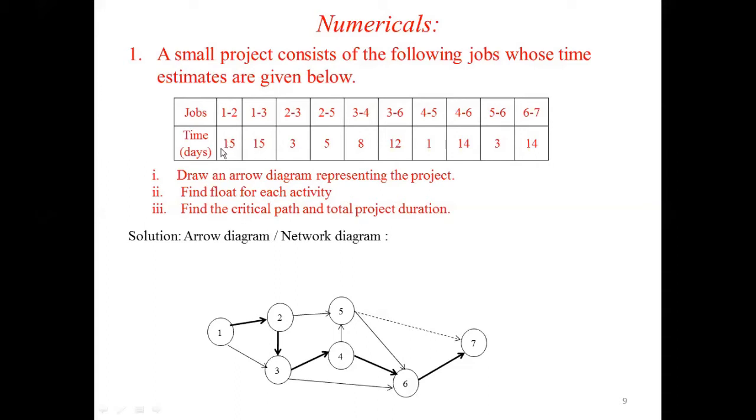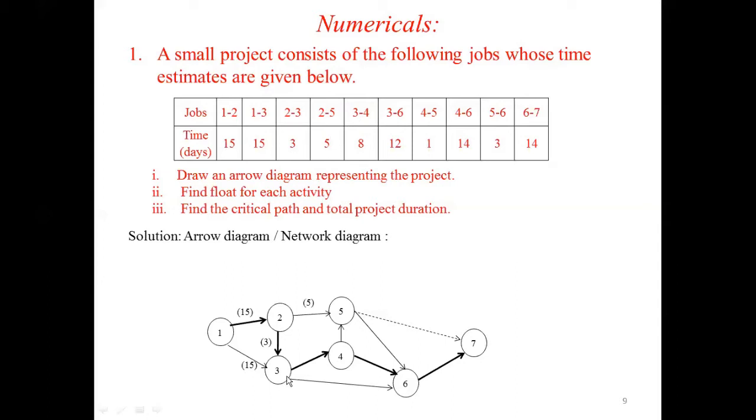Whatever data they've given with respect to each activity, the time given is 15, 15, 3, 5. That means from activity 1 to 2, they've given 15, so here you have to write 15. Similarly, for the other activities, you have to write it on the network diagram. Then next, 1 to 3 is 15. Then 2 to 3 is 3, so here you write 3. Then 2 to 5 is 5, so here you write 5.